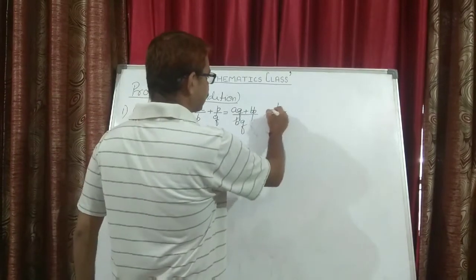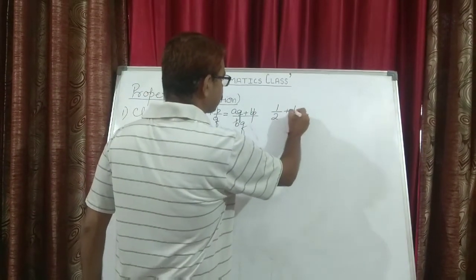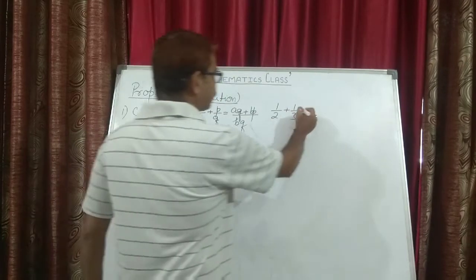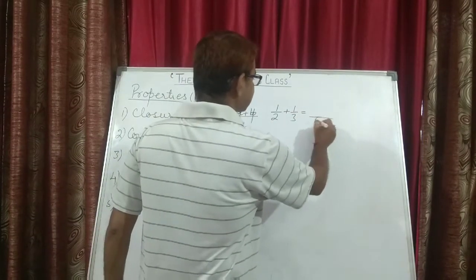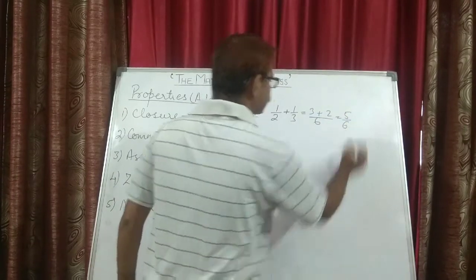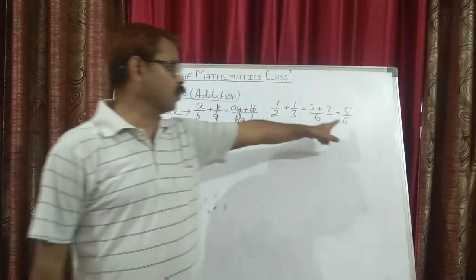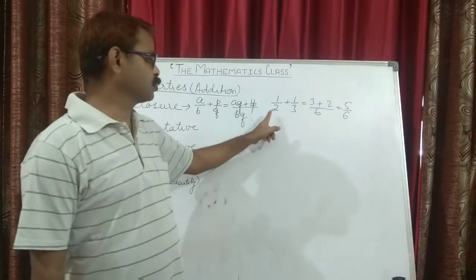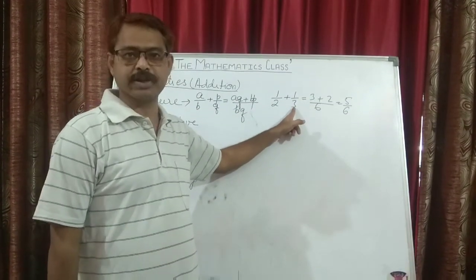Example, I take 1 upon 2 plus 1 upon 3. When you add, the LCM will become 6. This will become 3 plus 2, that is 5 upon 6. So 5 upon 6 is also a rational number. 1 upon 2 is also a rational number. 1 upon 3 is also a rational number.